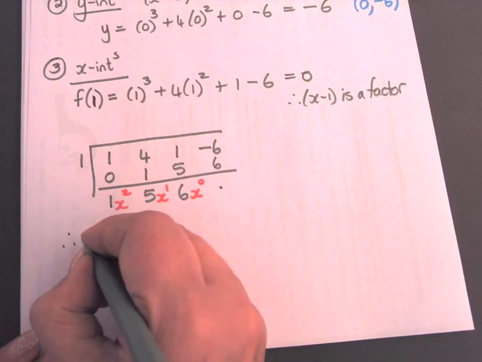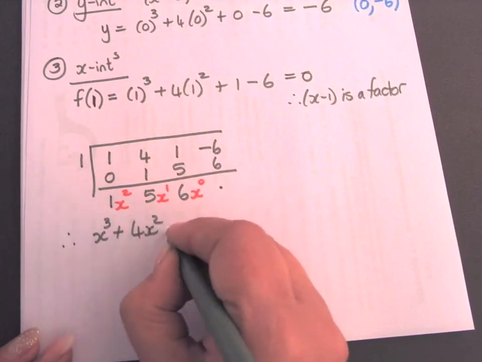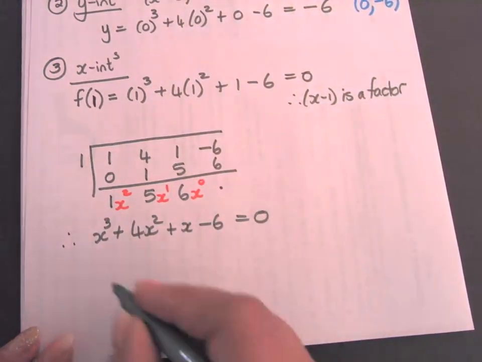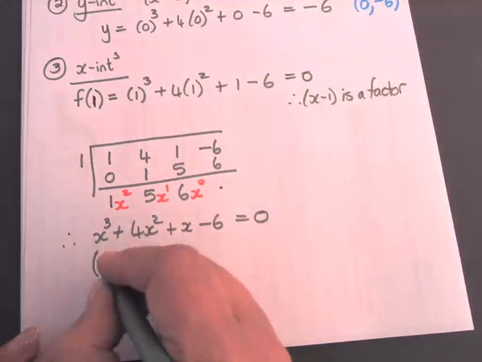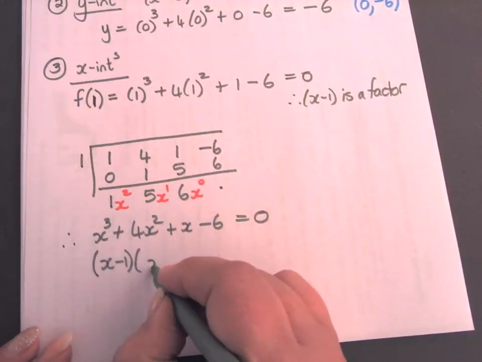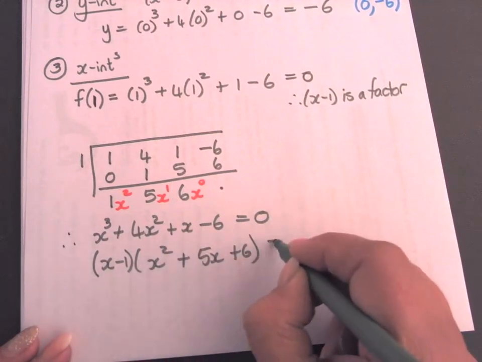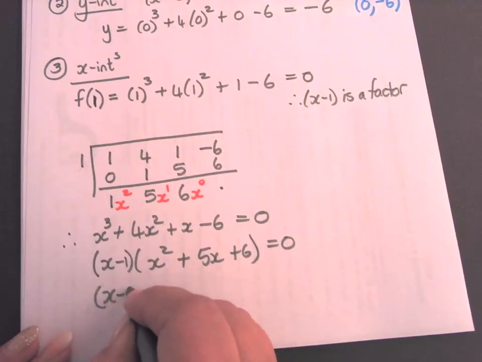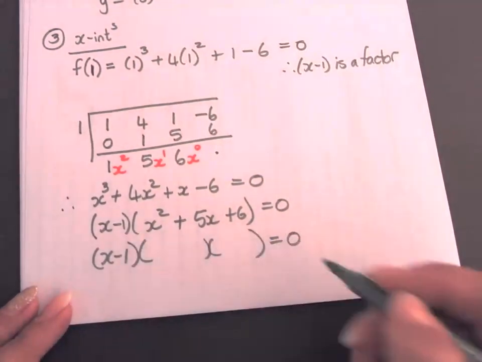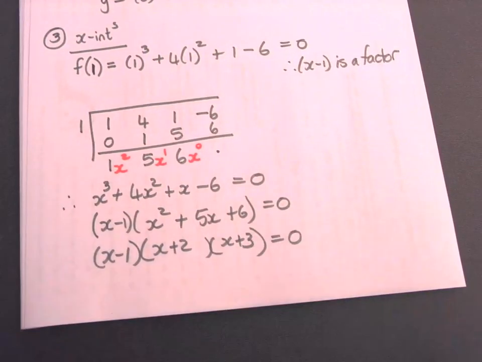Therefore, x to the power of 3 plus 4x squared plus x minus 6 was 0. And we got our first factor, x minus 1. Our second factor is here, x squared plus 5x plus 6 equals 0. But we need to factorize the second bracket as well. And you get x plus 2, x plus 3.